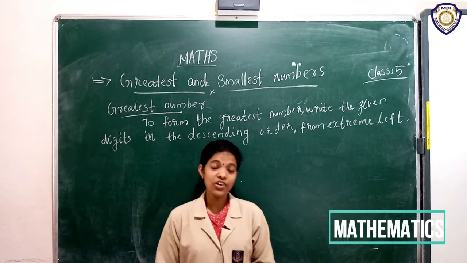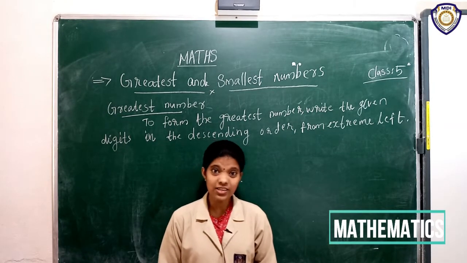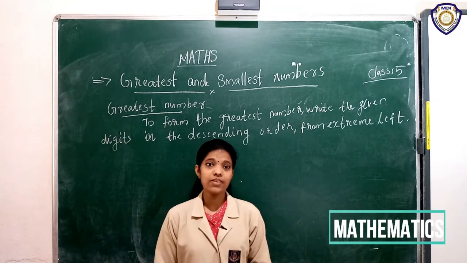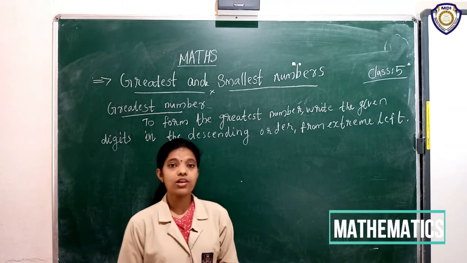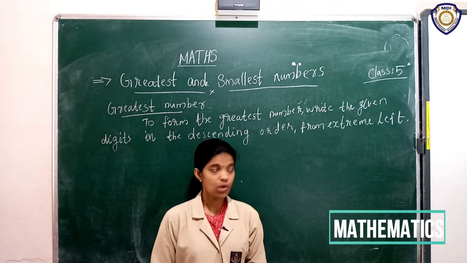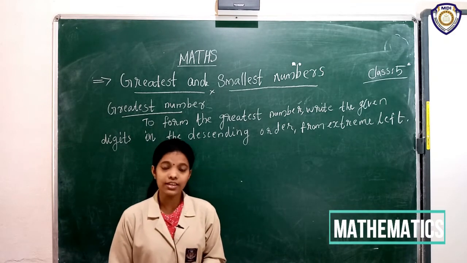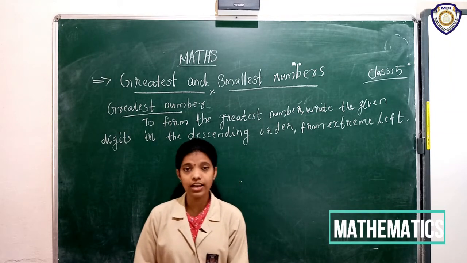Students, what are the things we studied in the last class? Successor and predecessor. Welcome students, to our maths class. Today we are going to learn about the topic greatest and smallest numbers, and even and odd numbers. Our first topic is greatest and smallest numbers. All of you take your text, page number 85. Are you ready for the class?